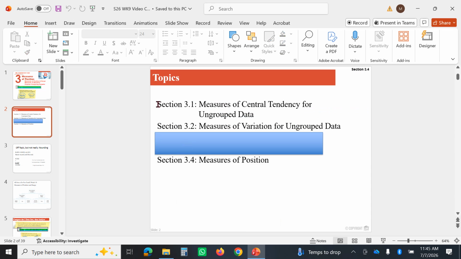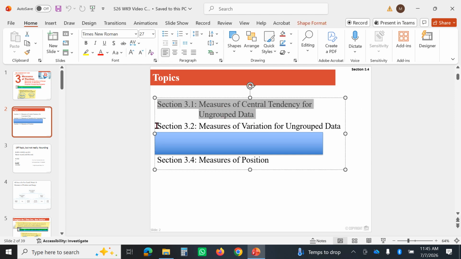This is what is covered for the next test. We did 3.2 in week 7, we did last week, week 8, and here we are this week with 3.4, measures of position.